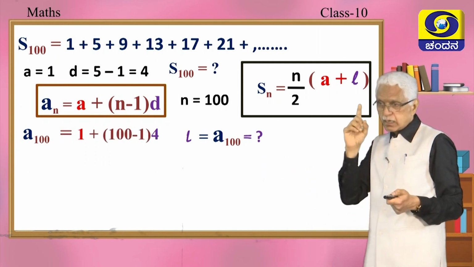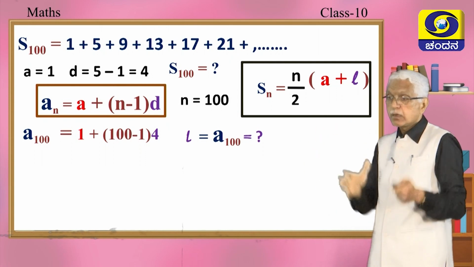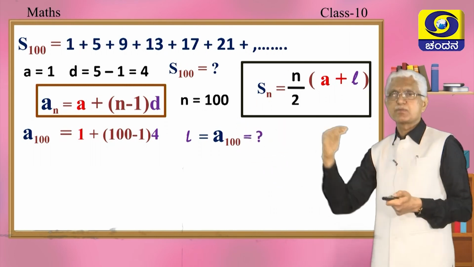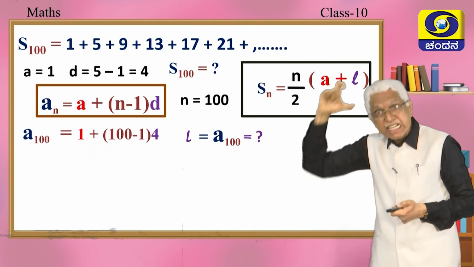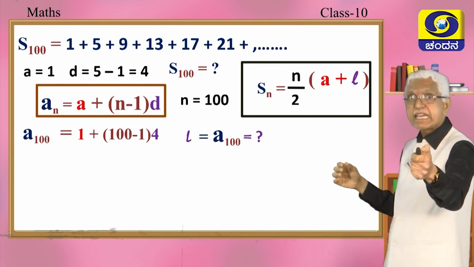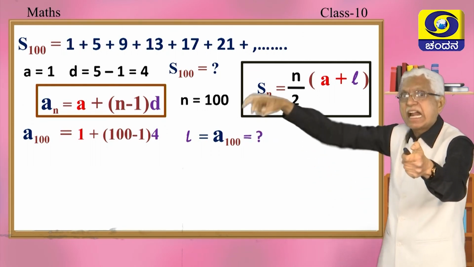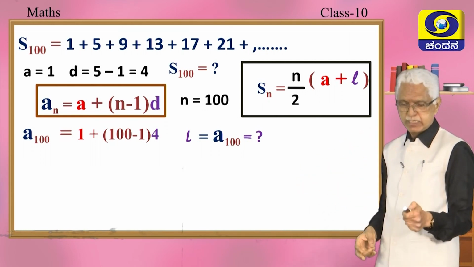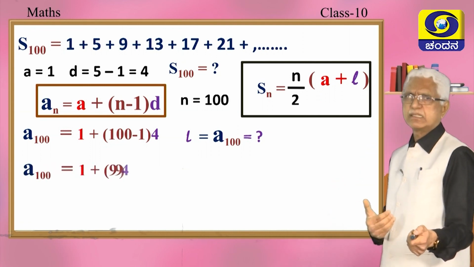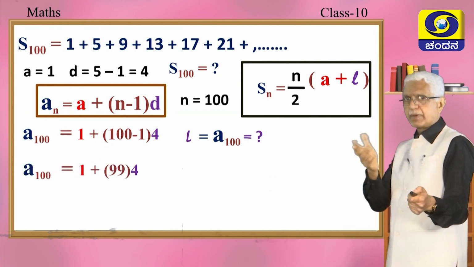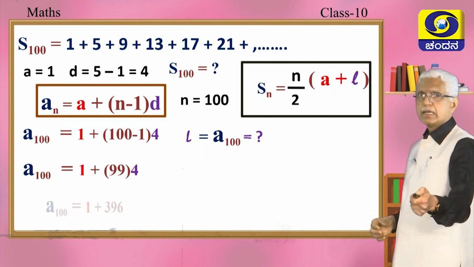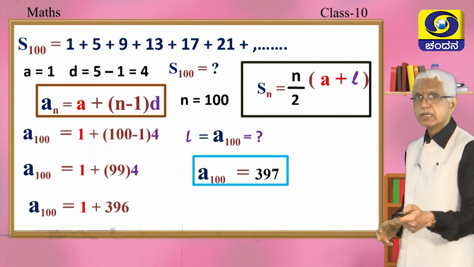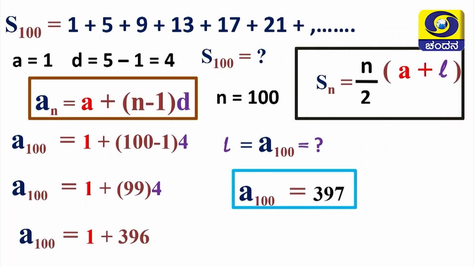What is A100? It is the last term. How is it the last term? They have asked you to find the sum of 100 terms, so n is 100, and the 100th term is the last term. So, an is nothing but A100. N is 100, so 100 minus 1 into 4. It is quick simplification now. So, 1 plus 100 minus 1 is 99, 99 into 4 is 396. A100 is equal to 1 plus 396, which is 397. So, the 100th term is 397.